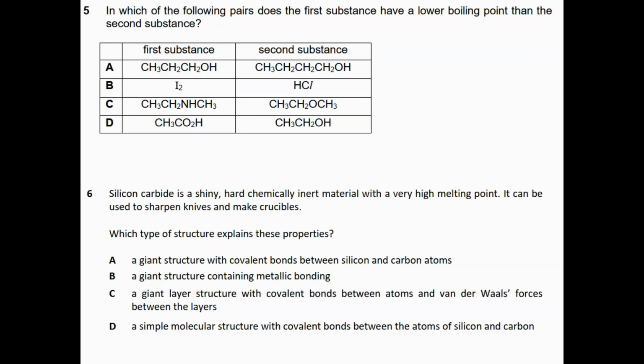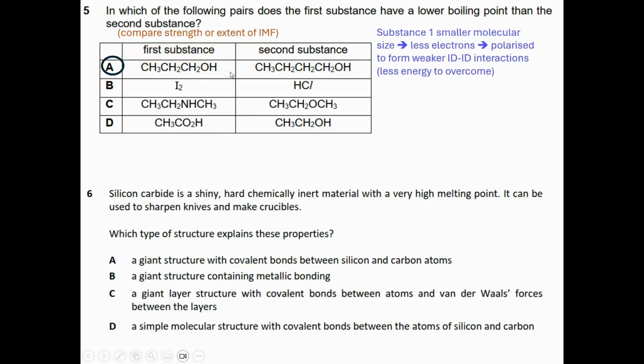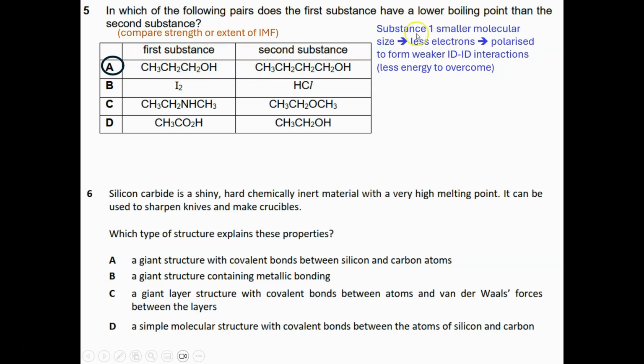Question 5. We are looking for the pairs where first substance has a lower boiling point than the second substance. The answer here is A, because for A, the first alcohol has a smaller size than the second alcohol, even though both of them can do hydrogen bonding. What this means is that there are less electrons in the first molecule, and when they are polarized, it forms weaker ID-ID interactions, which require less energy to overcome.